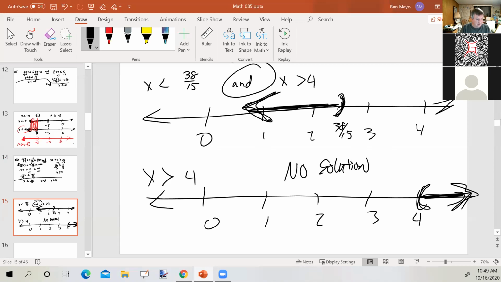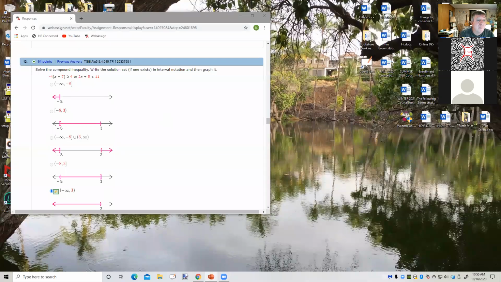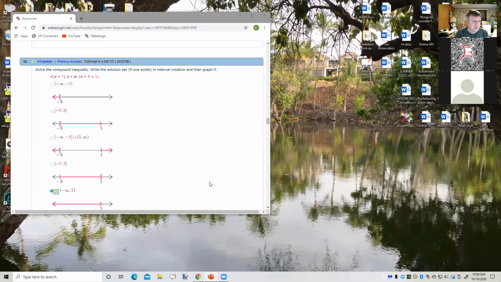All right. Let's go on here. Solve the compound inequality. Write the solution set if one exists in interval notation, and then graph it. Again, I'm not sure why this student asked for all these questions, because they've got all the right answers. So I don't know what's going on there, but maybe they got them through luck or something. Anyway, solve the compound inequality. So this is number 12.